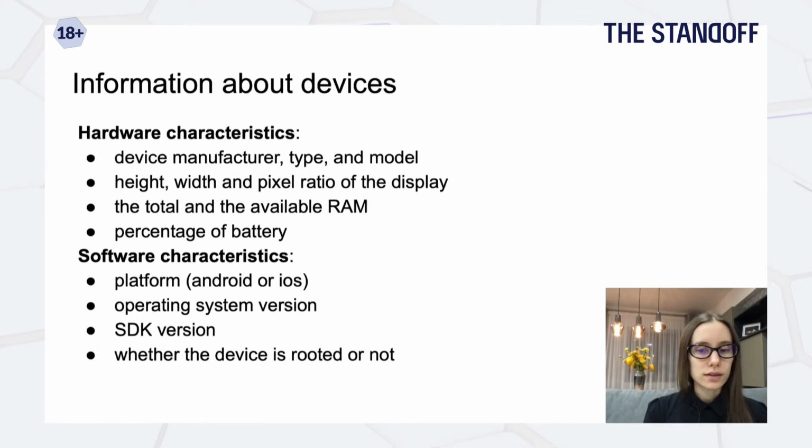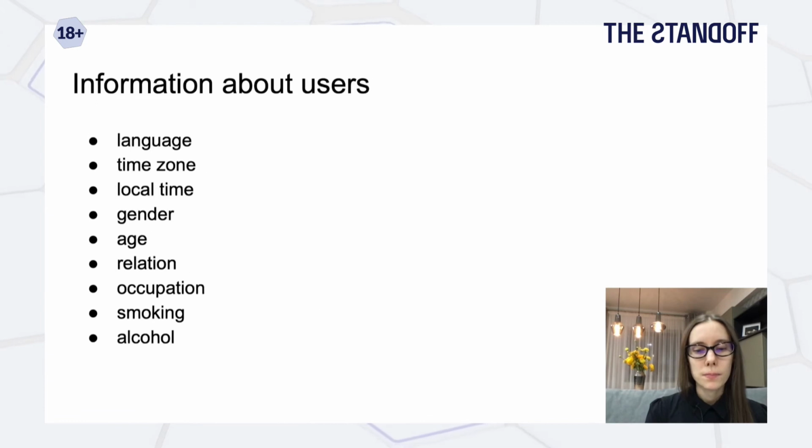While the software characteristics include the platform, the operating system version, the operating system SDK version, and whether the device is rooted or not. The information about users include language, time zone, local time, gender, age, relation, occupation, as well as whether the user is smoking or drinking alcohol. These fields might help advertisers to choose more targeted ads. However, in most of the requests we received, these fields are empty.